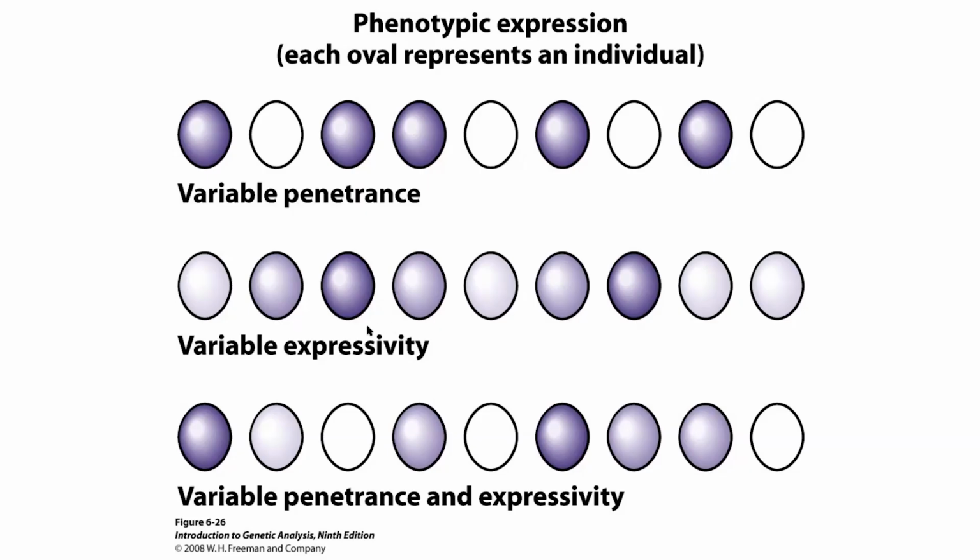And then to further complicate it, we can have combinations of variable penetrance, where only some individuals have the phenotype. And among those individuals who have the phenotype, there's variation in the expression of that.